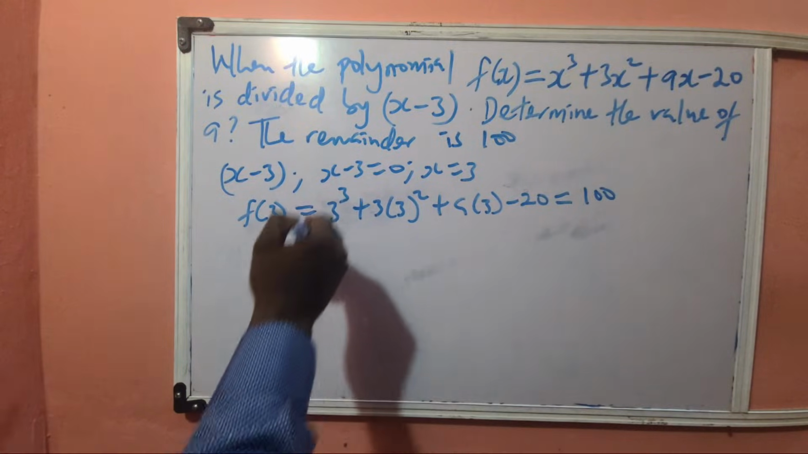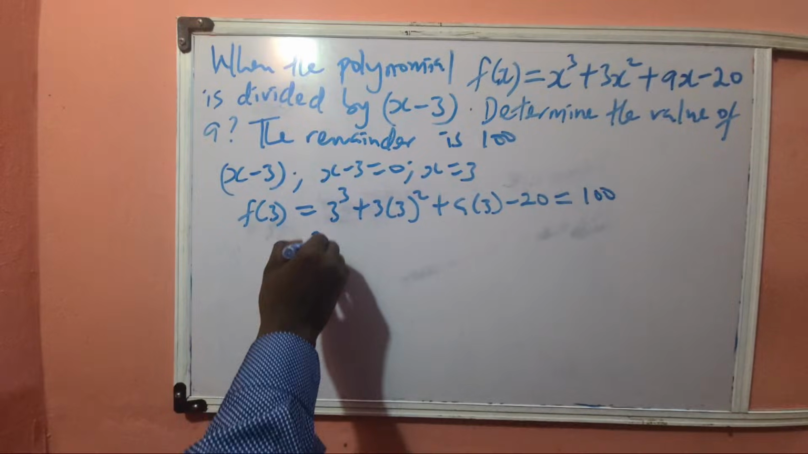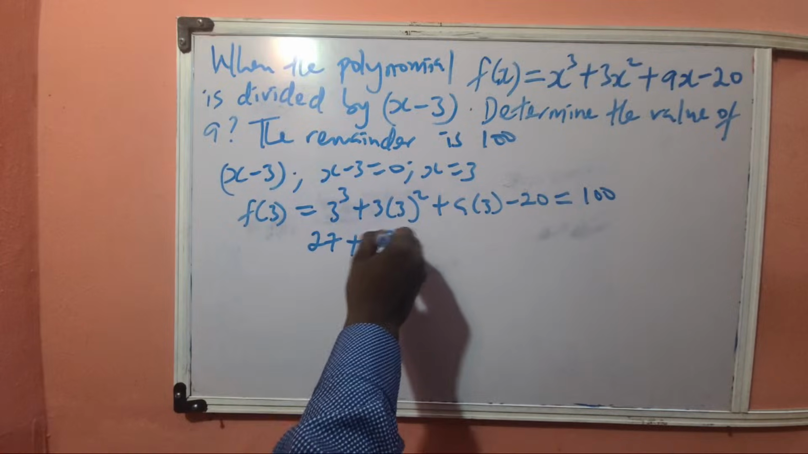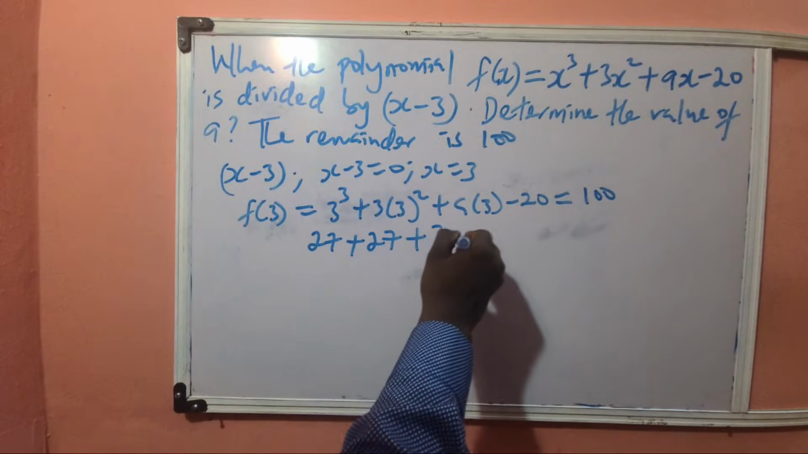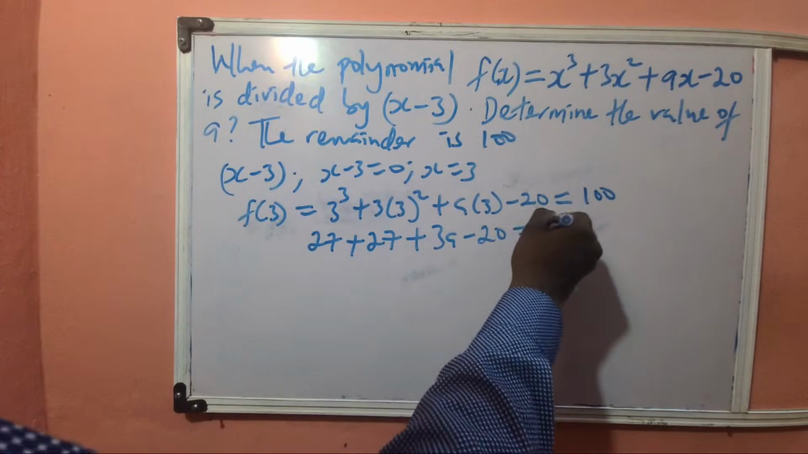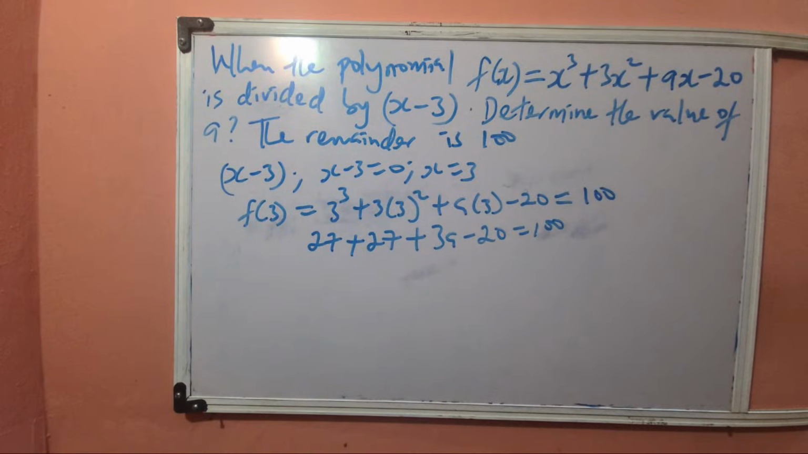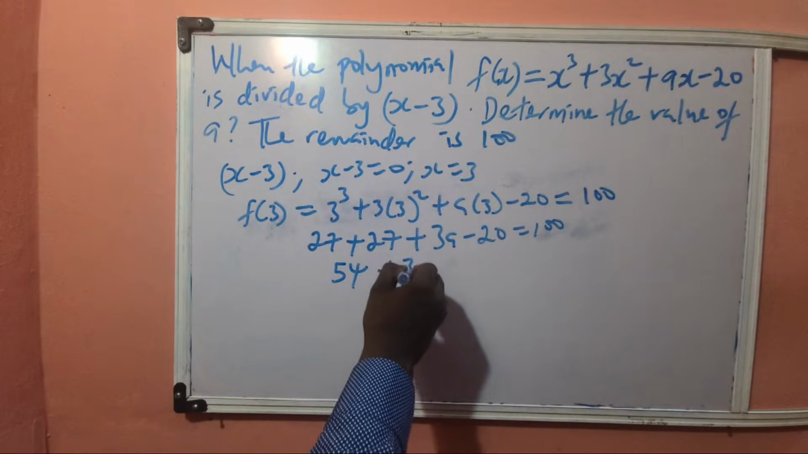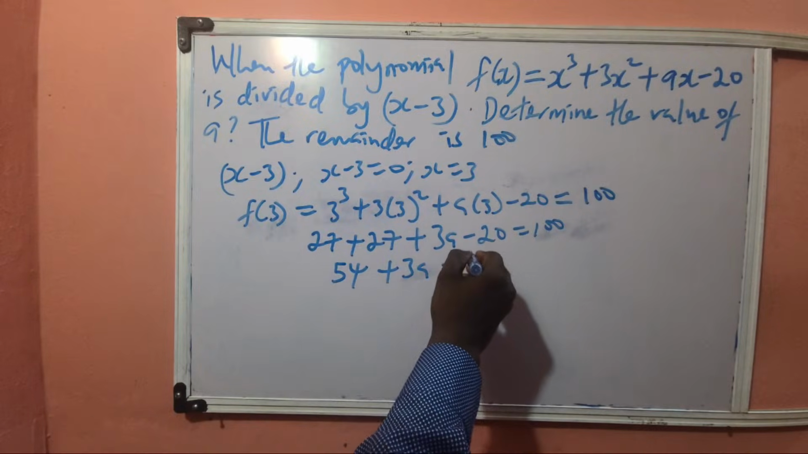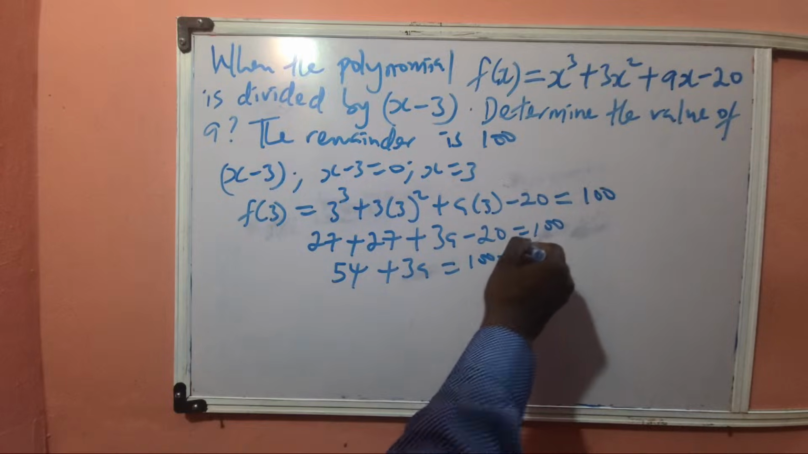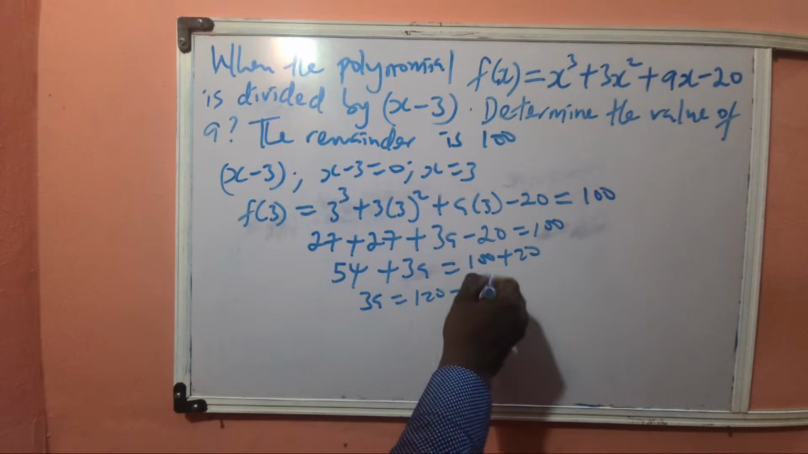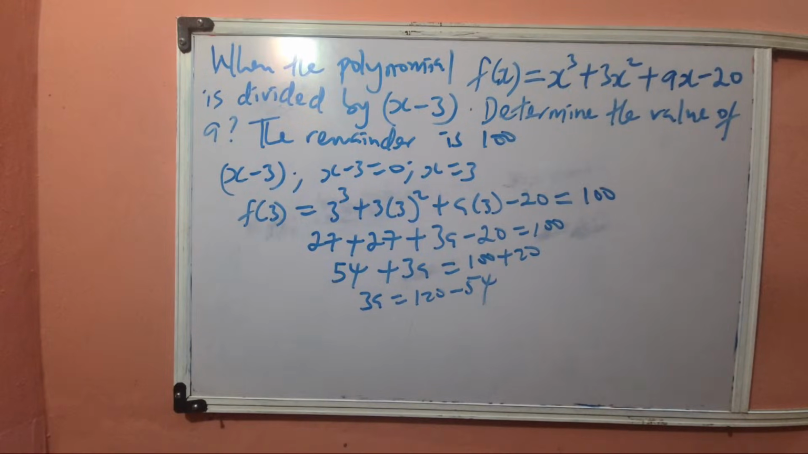All right. 3 raised to power 3 is what? 27 plus 9 times 3. 27 plus 3a minus 20 equals 100. All right. 27 plus 27 gives me a value of 54, plus 3a equals 100 plus 20. That's 3a equals 120 minus 54. What is 120 minus 54?